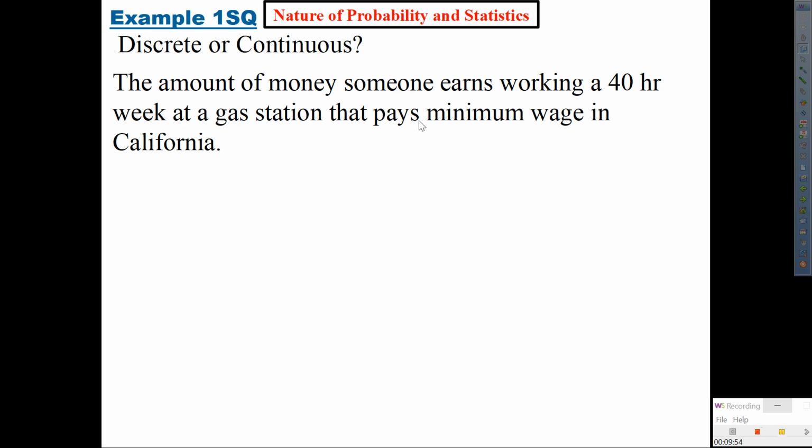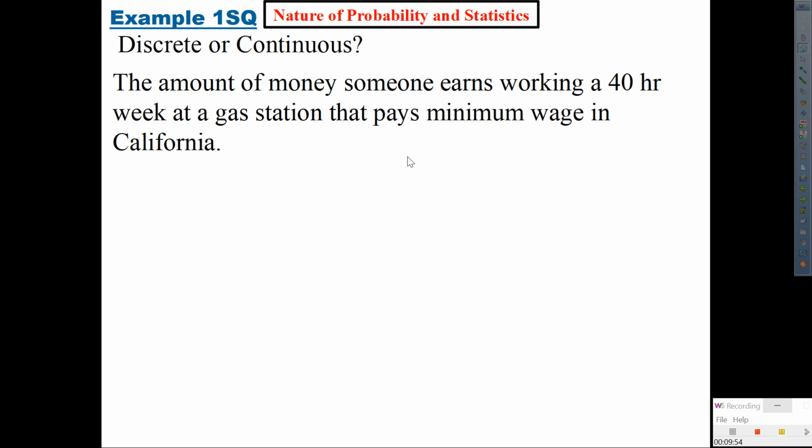But since they are capping it at a minimum wage, that means everyone that goes to work for minimum wage is going to get the same minimum wage. So therefore, this is what? Discrete. This is discrete. Yes? Right, so if it didn't say minimum wage and they just said a gas station, well, some gas stations pay you more than other gas stations. So it would be what? Continuous. We wouldn't know exactly how much, okay?